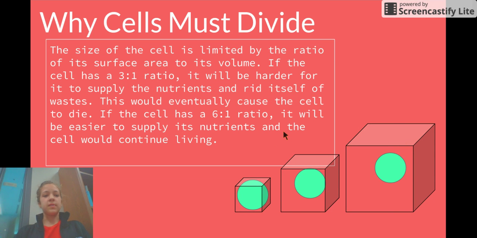Why cells must divide. The size of a cell is limited by the ratio of its surface area to its volume. If the cell has a 3-to-1 ratio, it will be harder for it to supply the nutrients and rid itself of waste. This would eventually cause the cell to die. If the cell had a 6-to-1 ratio, it would be easier to supply its nutrients and the cell would continue living. If not, it would be much more difficult to supply it to the rest of the cell.